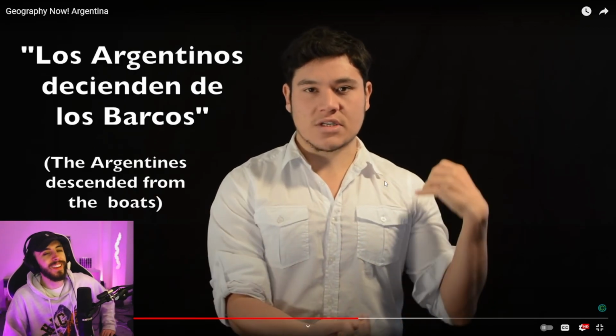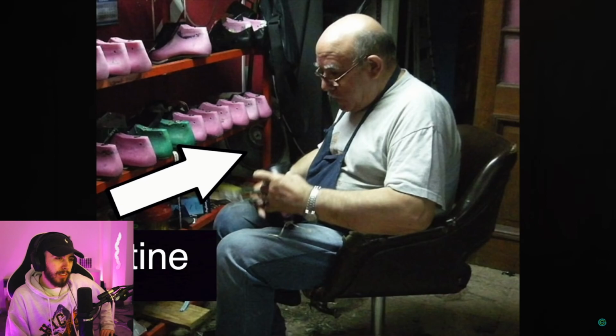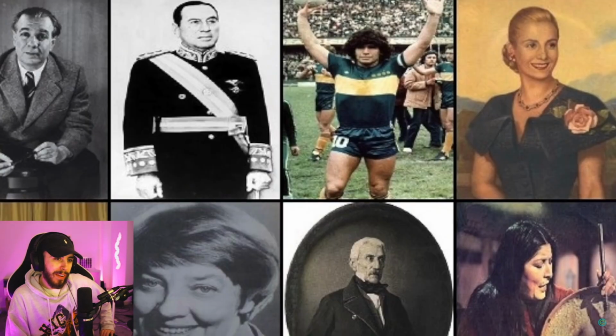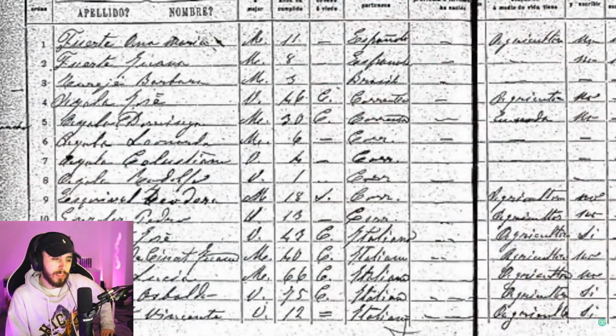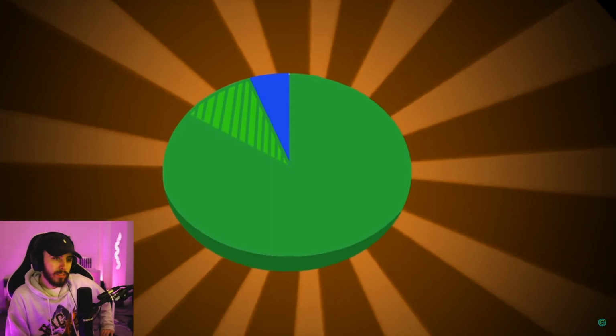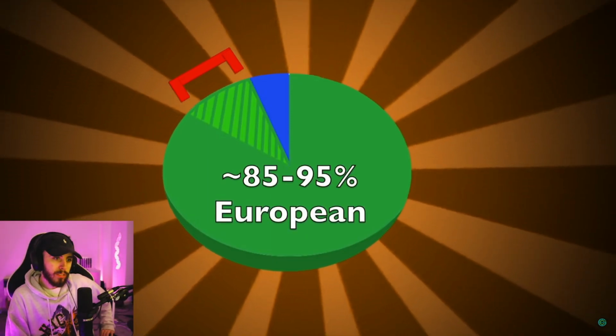Or the Argentines are descended from the boats, meaning that Argentina is almost completely and entirely a country of immigrants. Argentina can actually disputably be considered as the whitest country in all of South America. It's kind of hard to distinguish the specific percentages though, because many Argentine census reports don't really factor in race too often, but even the most conservative estimates put Argentina at somewhere around 85 to 95% European.